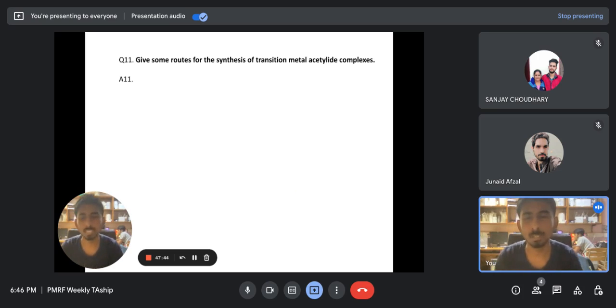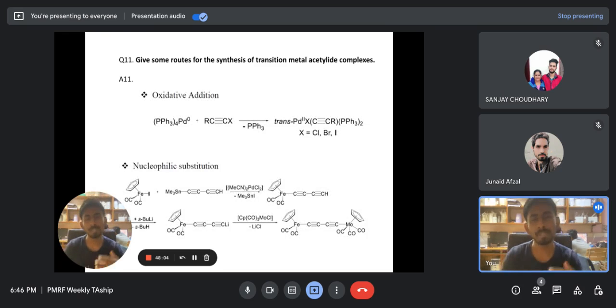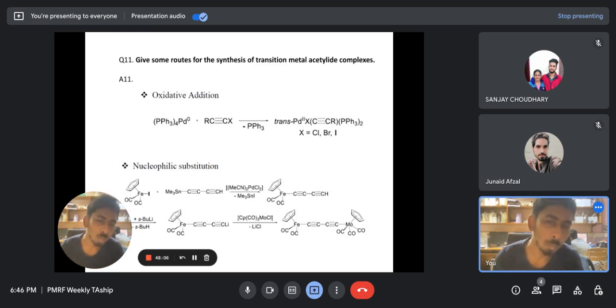The next question is that you have to give some routes for the synthesis of transition metal acetylide complexes. So in the previous example, I have shown you how these transition metal alkynyl complexes are prepared. Now we will discuss how these transition metal acetylide complexes are prepared. I have picked up two examples here. Firstly is the most popular one, that is the oxidative addition.